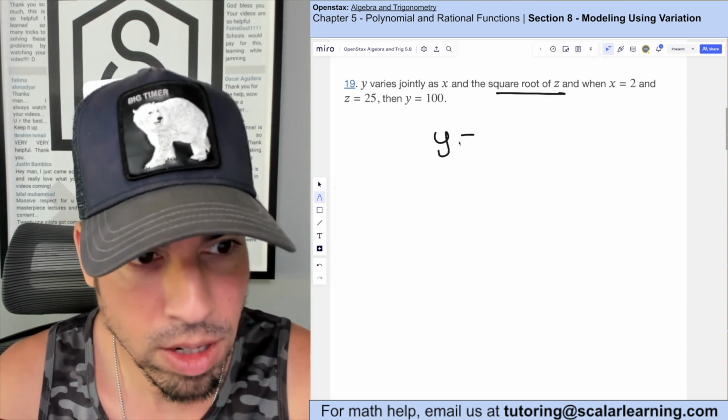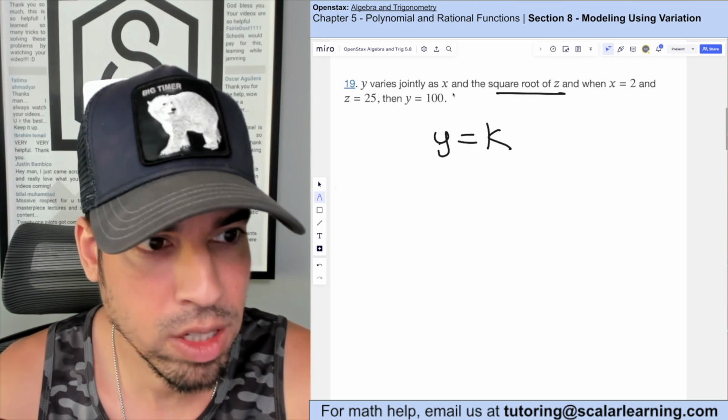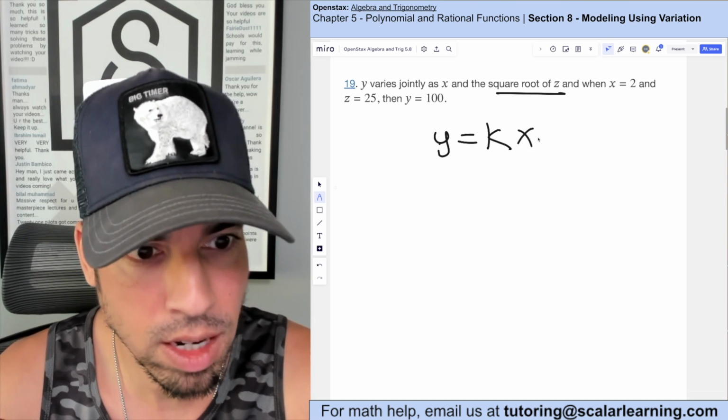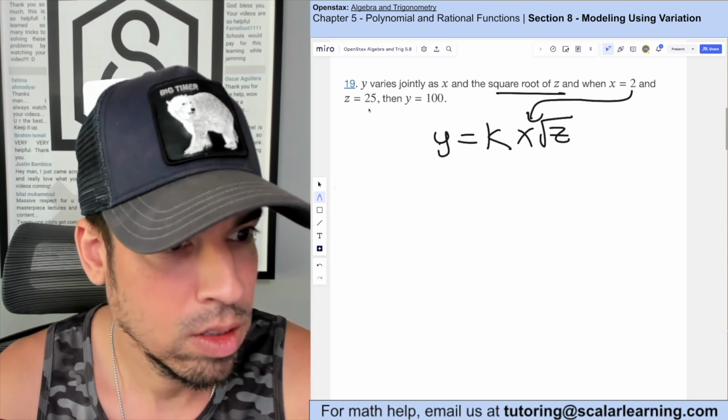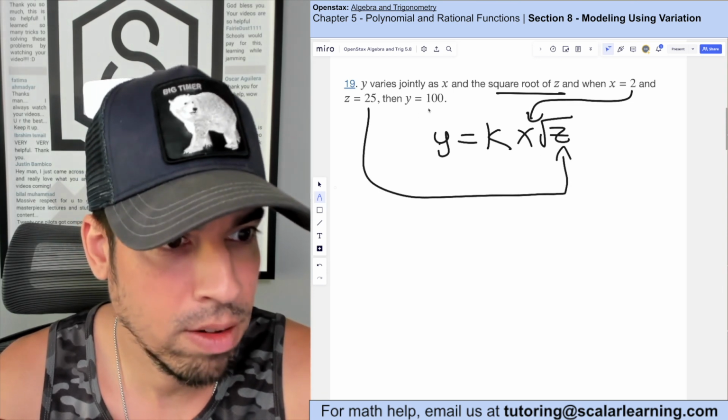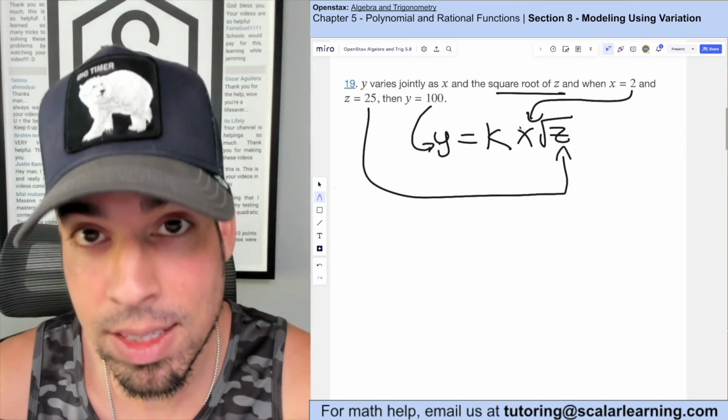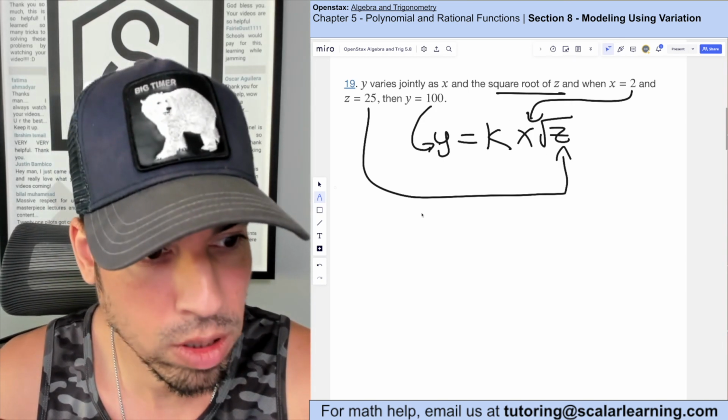For this one, it says y varies jointly as x and the square root of z. So y varies jointly, meaning y equals k times both of these, x and the square root of z, when x equals 2, z equals 25, and y equals 100. So now the last step is just to solve for k. So we're going to plug and chug.